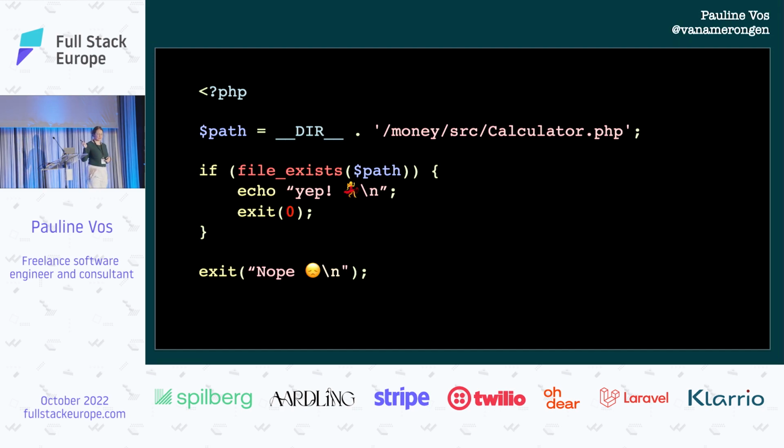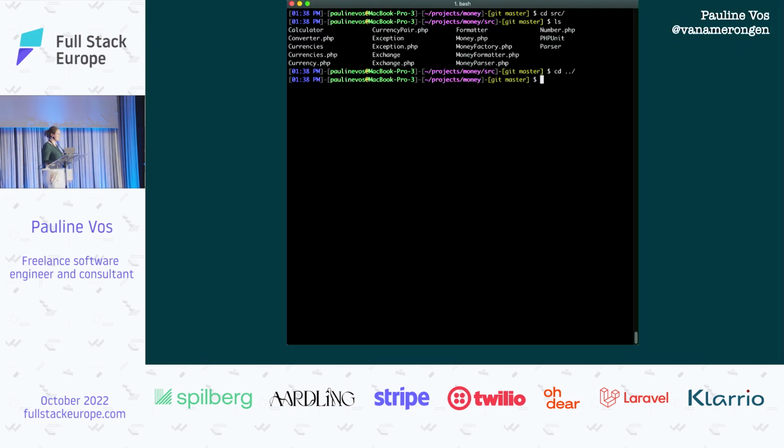So let's say I knew that this calculator.php file was somewhere, and now it's gone, and I don't know where, and it's very hard to figure out at which point in time someone deleted this file. So we're just going to write a really simple script that goes, okay, if this file exists, then great, exit with exit code 0, mark it as good. If it doesn't, exit with nope, which is a string, which is non-zero, so it will mark it as bad.